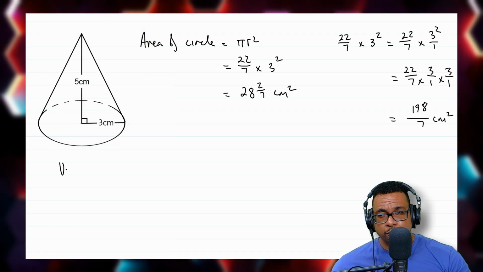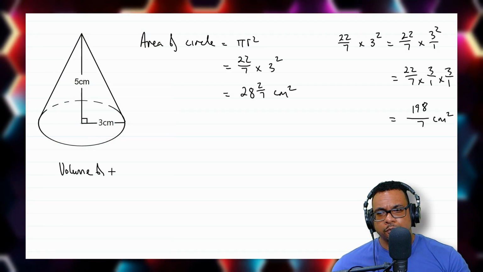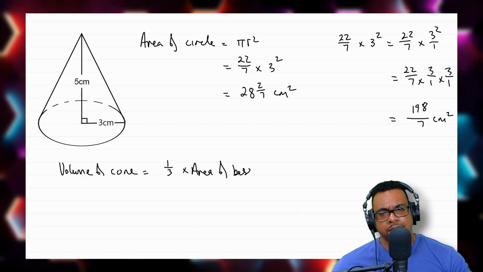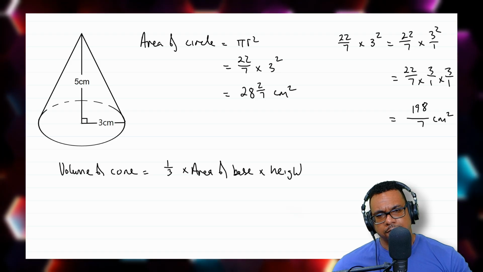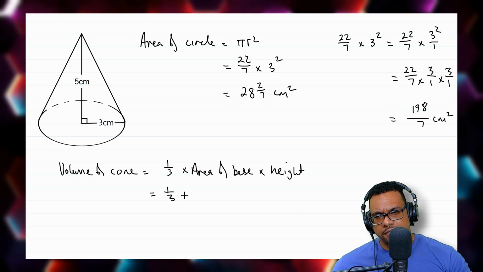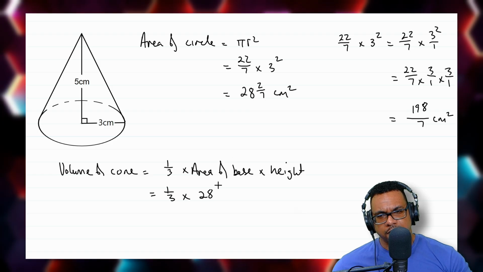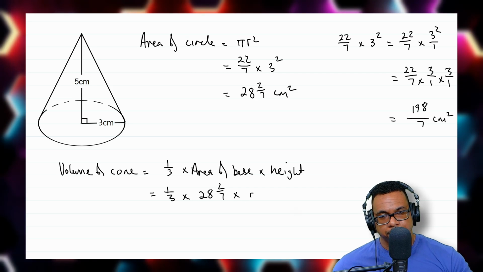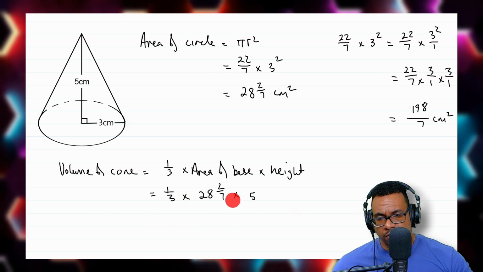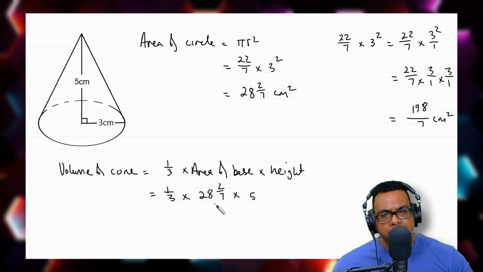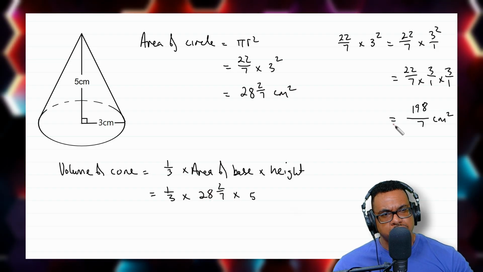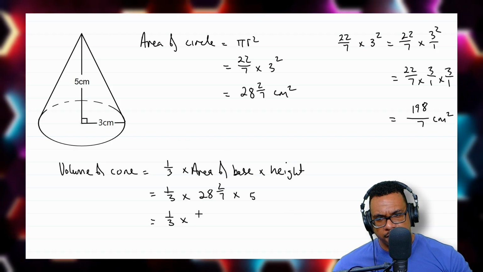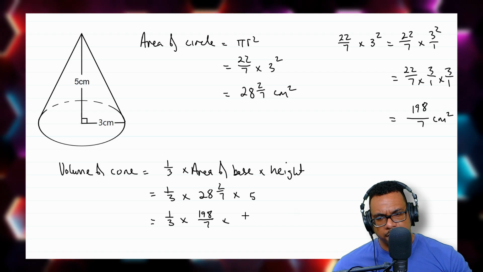So now the volume of the cone is equal to 1/3 times the area of the base times the height. So that's 1/3 times the 28 and 2/7 multiplied by the height, which is the 5 centimeters. Again, this could be done on the calculator. And if you're going to cancel, you're going to convert this mixed number back into an improper fraction, which is the 198/7. So that's 1/3 multiplied by 198/7 multiplied by 5/1.